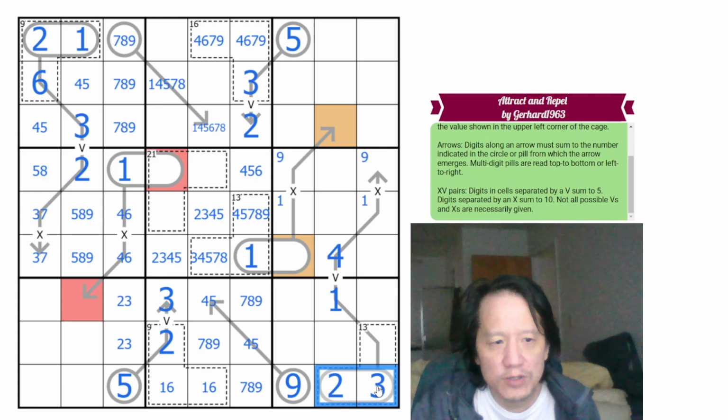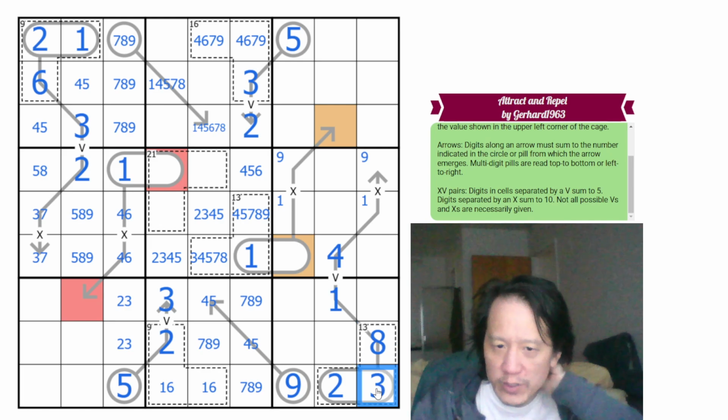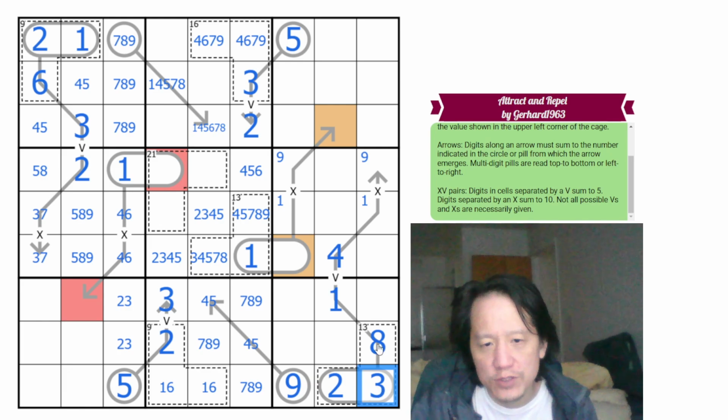If you have 2 and 3, that's 5 plus 8. The only other possibility would be 24 and 9 is already taken care of. So this cannot, yeah, this has to be 23. This is 8. This cannot be 4 and 6, cannot be 3 and 7, cannot be 2 and 8. Therefore, this must be 1 and 9. So this obviously cannot be the 1 and 9 there.